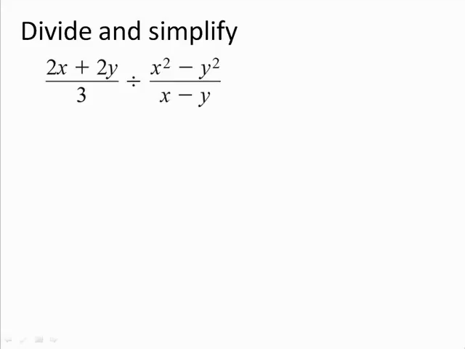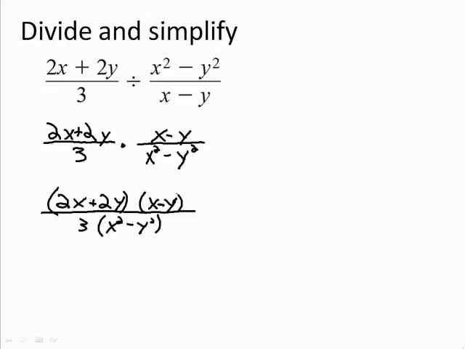Divide and simplify. 2x plus 2y divided by 3 divided by x squared minus y squared divided by x minus y. When dividing fractions, invert the divisor and multiply. 2x plus 2y divided by 3 times x minus y divided by x squared minus y squared. Multiply the numerators and denominators. The quantity 2x plus 2y times the quantity x minus y divided by 3 times the quantity x squared minus y squared. Factor a 2 out of 2x plus 2y and factor x squared minus y squared into x plus y and x minus y.